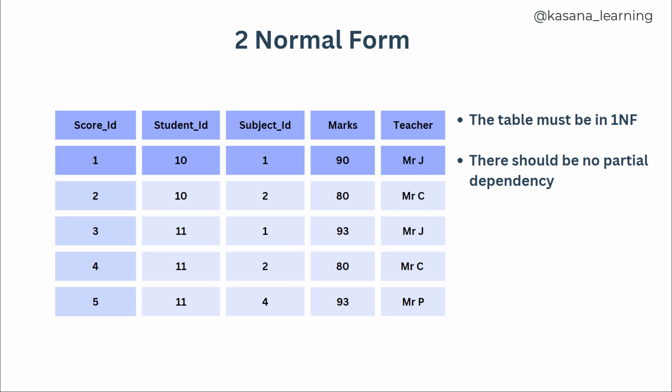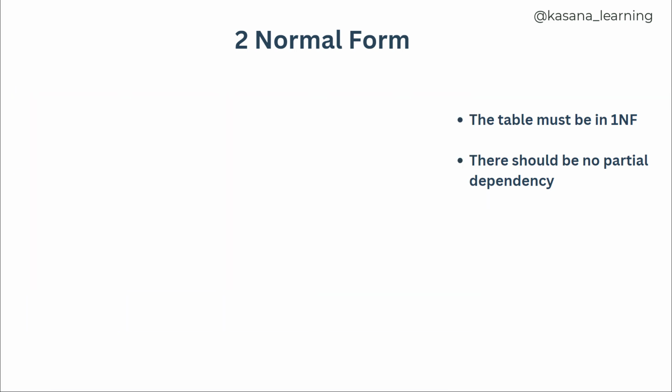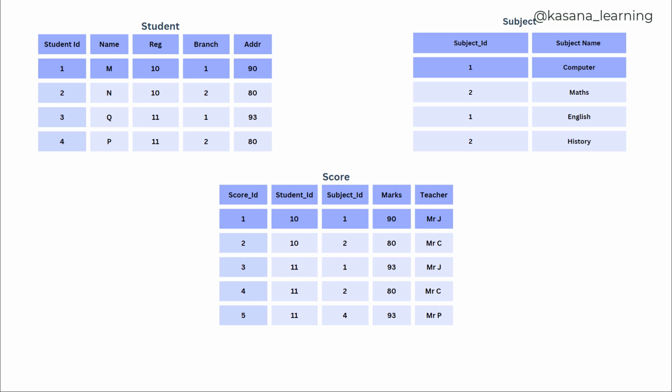subject ID, marks and teacher. And let's know from where this table comes from. Initially we were having two tables, that is student and subject. And then we combined some attributes from these tables and formed this score table, which basically contains the score of the student.